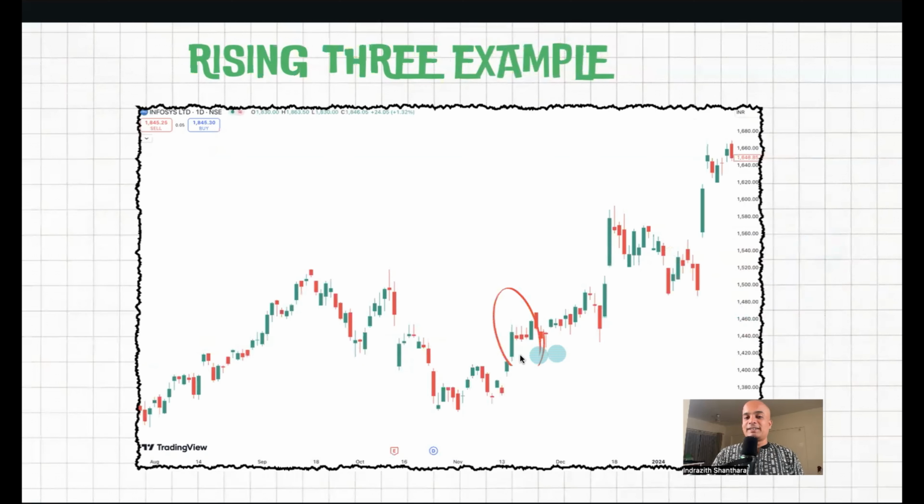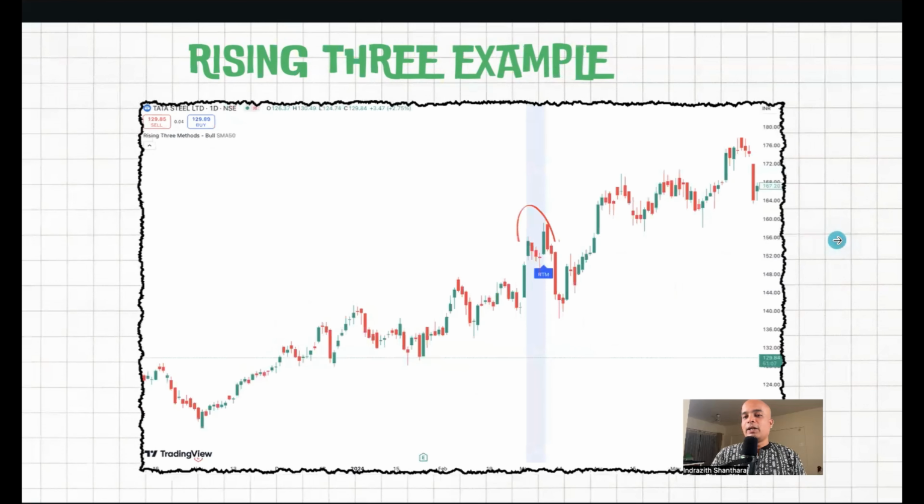Now this is a simple example. See, the market is in an uptrend, right? This is the Infosys daily chart, and the price is in an uptrend. This is a small pullback, but originally it is in an uptrend. The first candle is a big bullish candle, and you can see the next three candles are small bearish candles, and the fourth one is once again a bullish candle. So this properly indicates rising three candles. You can see what happened after that: price went upside.